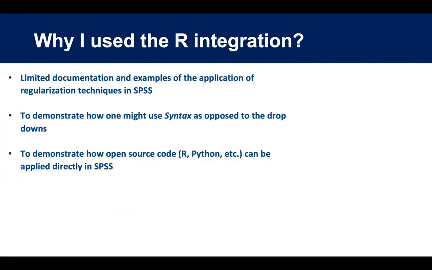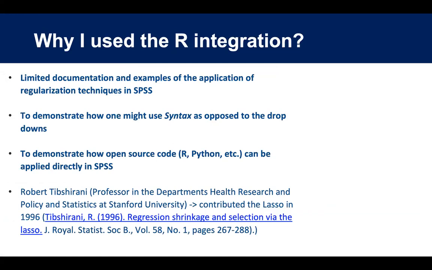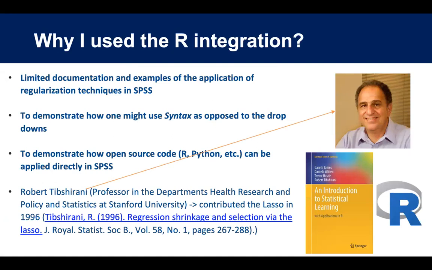So then why did I use R integration? Well, there's actually limited documentation and examples on using SPSS and using regularization techniques within SPSS. Second, to demonstrate how one might use syntax as opposed to the dropdowns. And then also to demonstrate how open source code such as R, Python, etc., can be used directly within SPSS. But actually, more importantly, the author of the Lasso article that I mentioned from 1996, he actually co-authored a book that relies on R. So he actually used R to demonstrate both Lasso and Ridge.